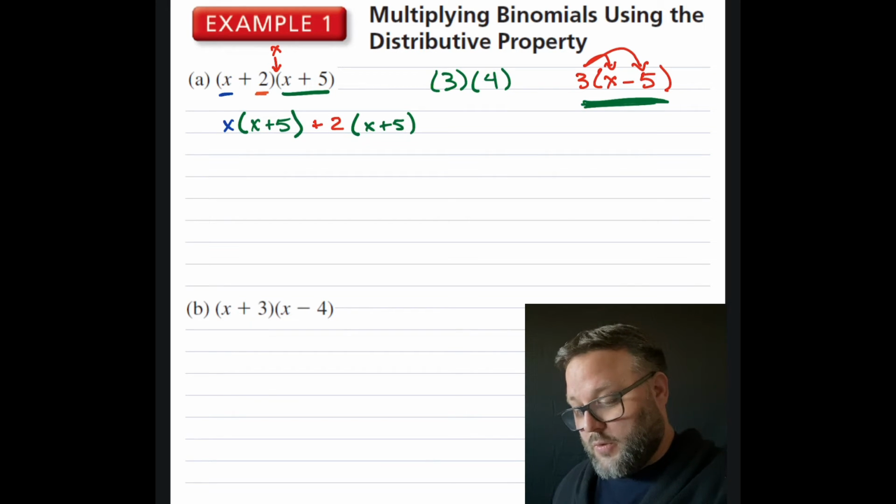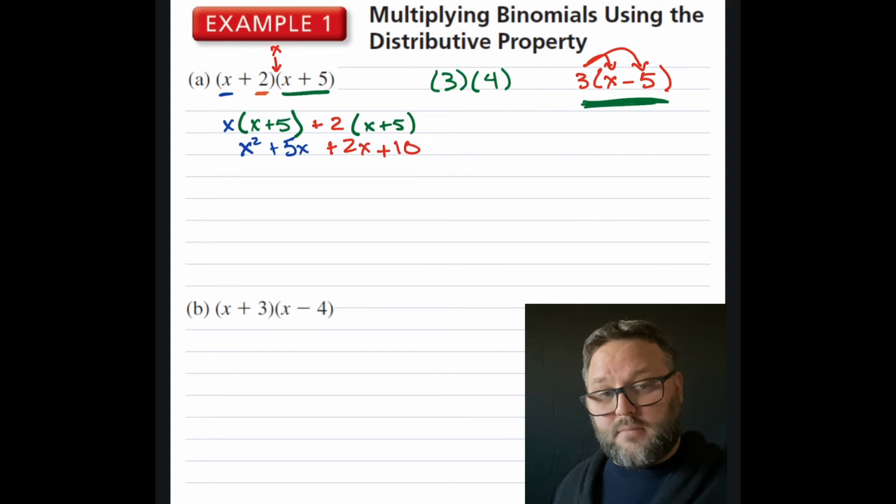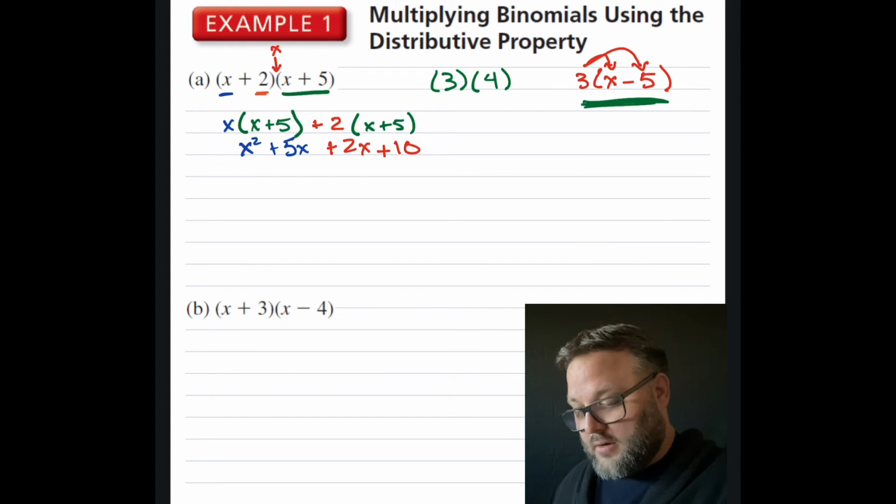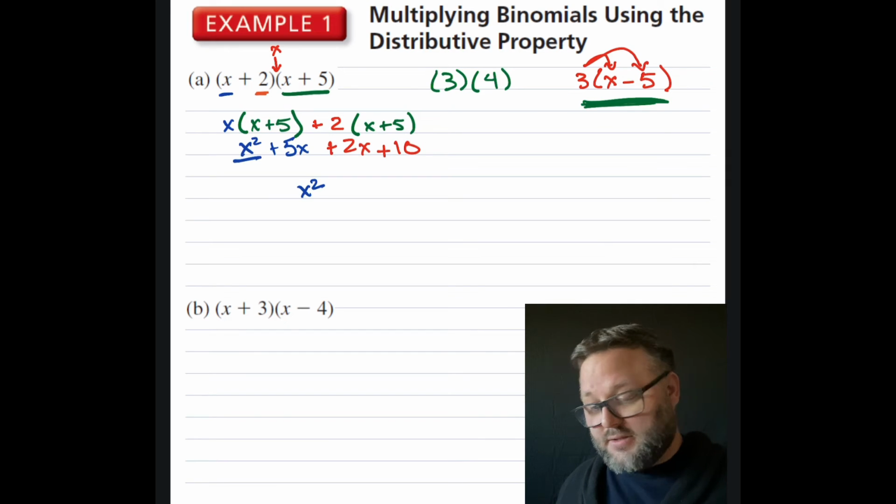What I'm going to do is distribute this to be x squared plus 5x. And then over here we've got a positive 2x plus 10. At this point, I've gotten rid of my multiplication, so I just move on to addition. I've got an x squared by itself. I've got an x squared term by itself. There's no other x squared, so that guy is all alone.